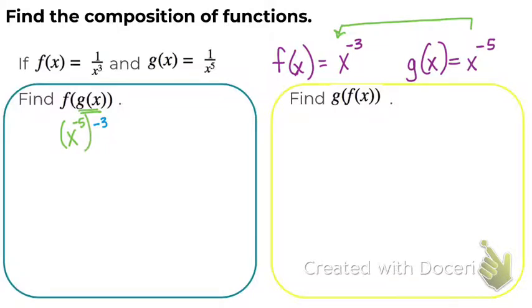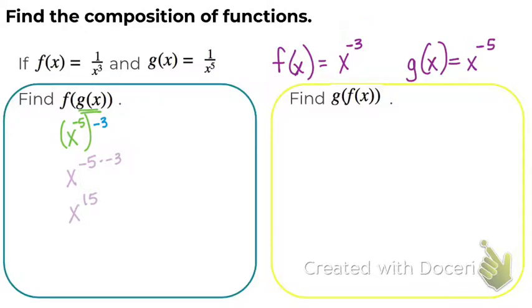So when you have something with an exponent raised to a power, you multiply them together. So this is x to the negative fifth times negative third power, which when you multiply negative 5 times negative 3, you get 15. Now let's do the other one.